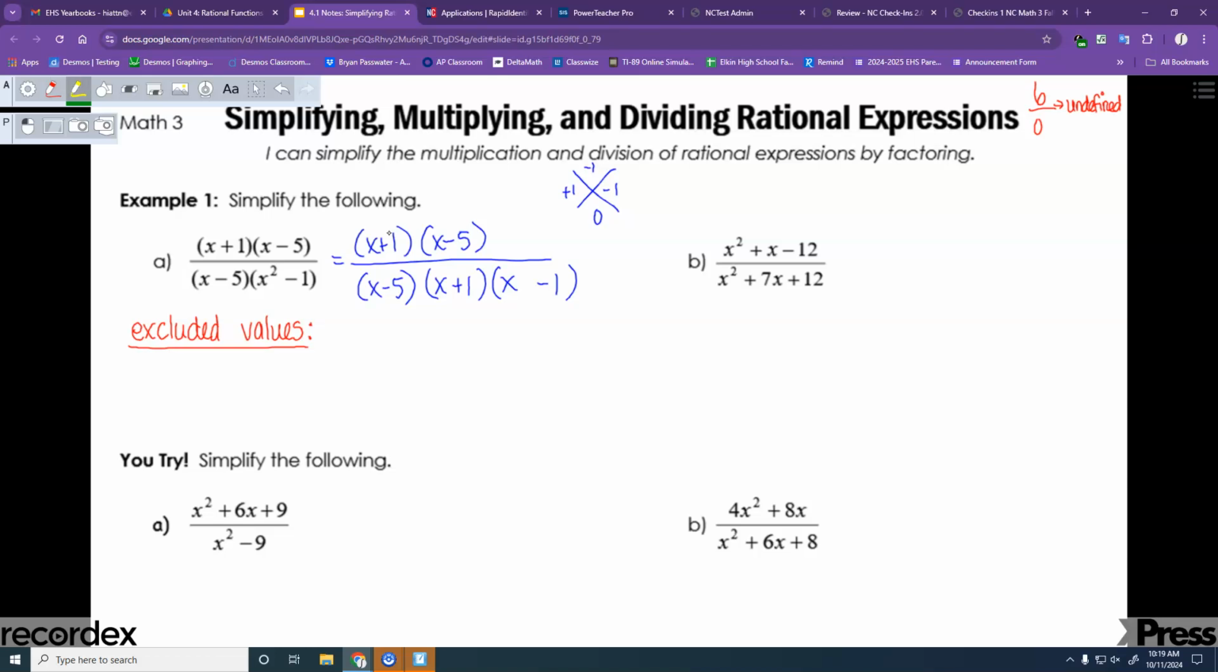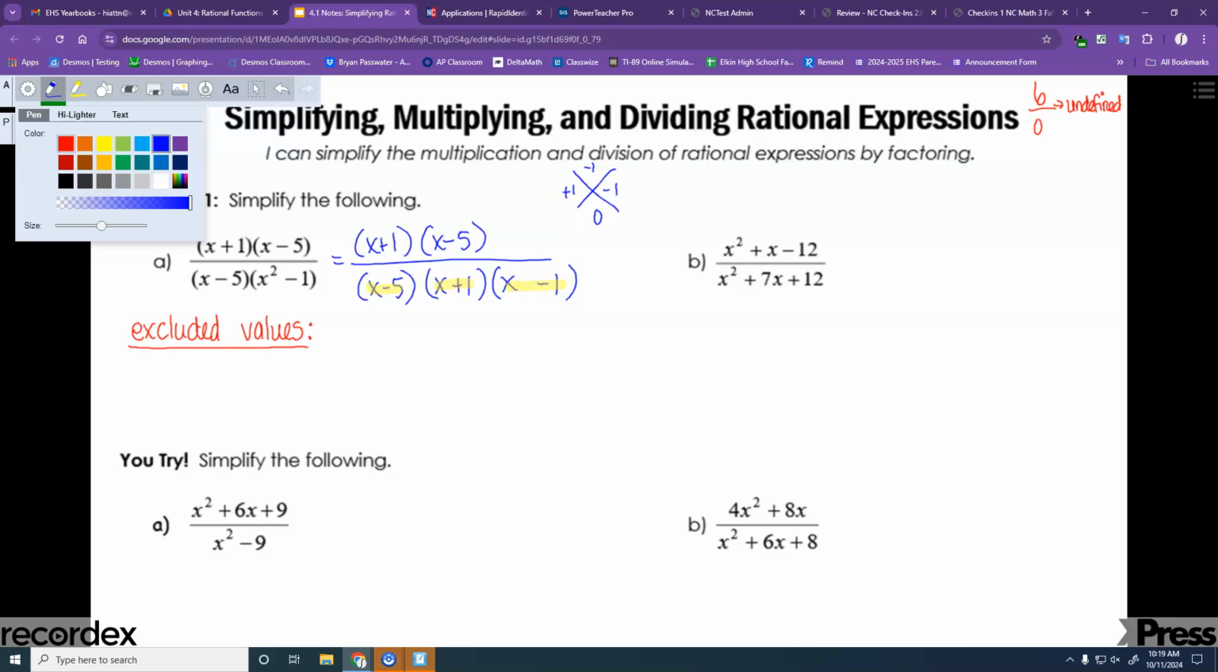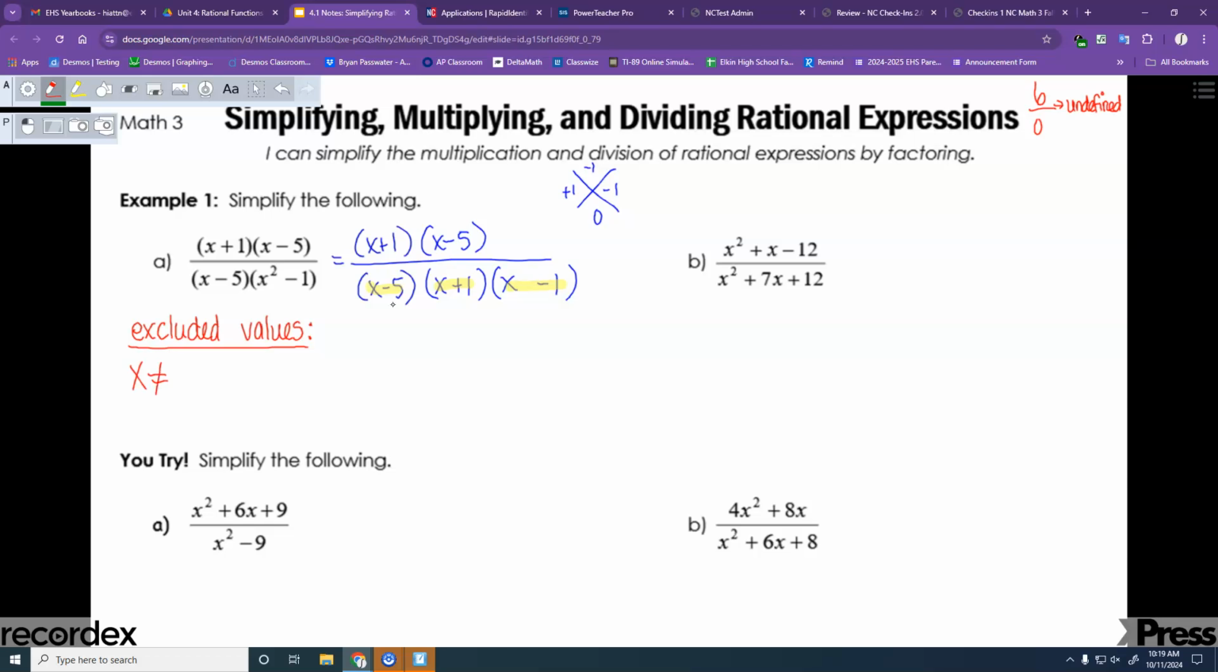That means if these three things in the bottom equal 0, then our whole function is undefined, right? So, what number would make this x minus 5 undefined? What would make it 0? Positive 5. So we're going to say x cannot equal positive 5. Okay? So we put an x, and you don't have to write it out in words because mathematicians try to use as few words as possible. We can just put an equal sign, slash it out, and that means does not equal, right? So x cannot equal 5.